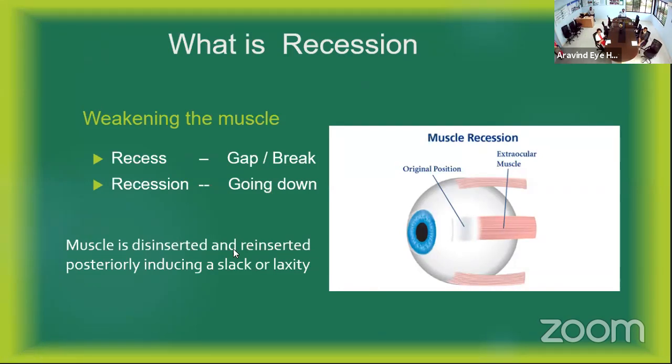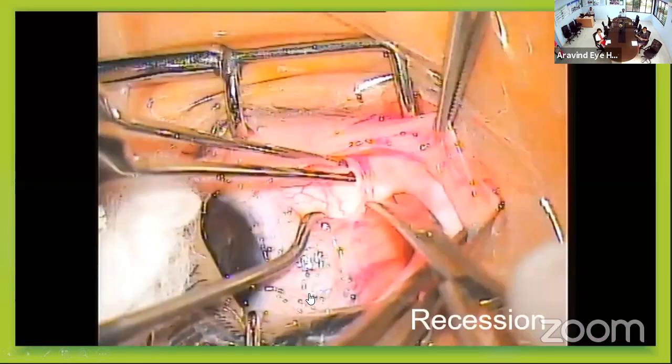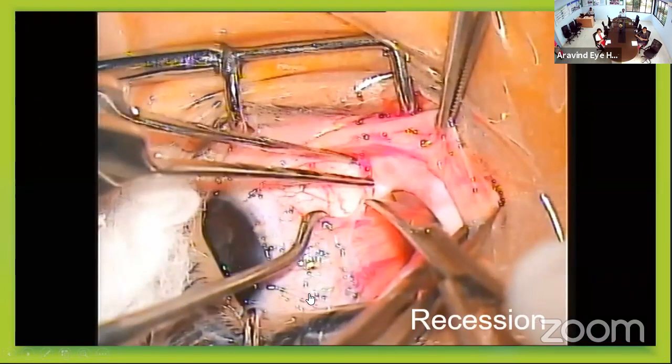So recession is weakening of the muscle. Recess means a gap or a break, and recession is going down. As you see, this is the attachment or the insertion of the muscle. If you put the muscle behind, we call it recession. So this is the original position and this is the insertion. The muscle is reinserted posteriorly into the sclera, inducing a slack or a laxity. So we'll play this video on recession.